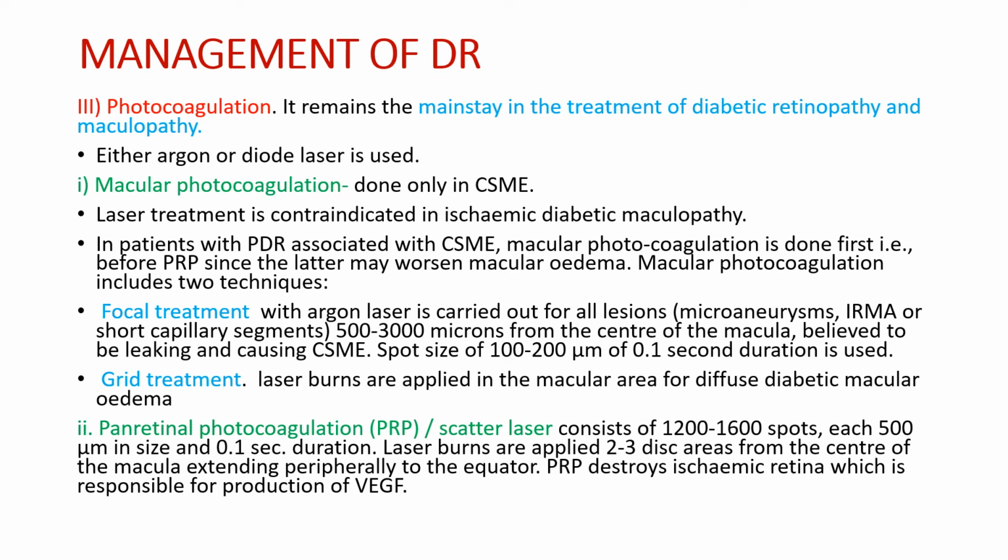Pan-retinal photocoagulation consists of 1200 to 1600 spots, each 500 micrometer in size and 0.1 second in duration. Laser burns are applied 2 to 3 disc areas from the center of the macula, extending peripherally to the equator. PRP basically destroys the ischemic retina, which is responsible for production of VEGF and hence neovascular tissue.